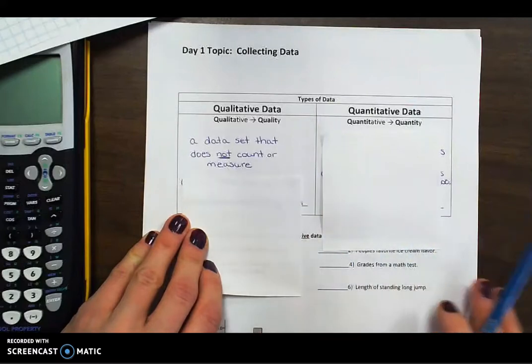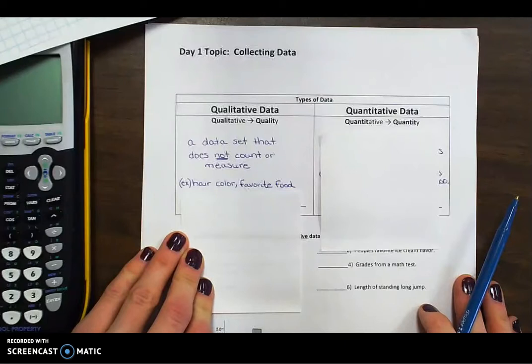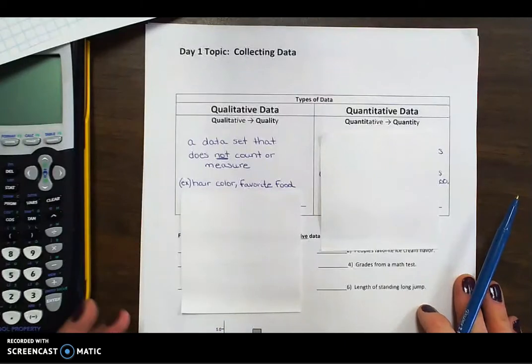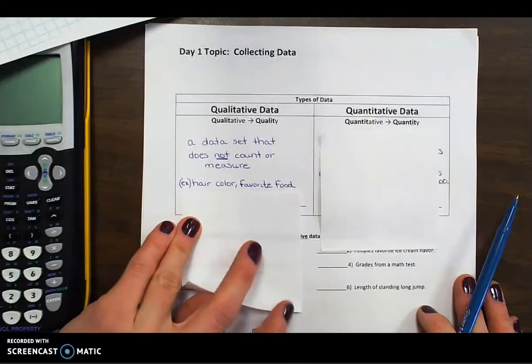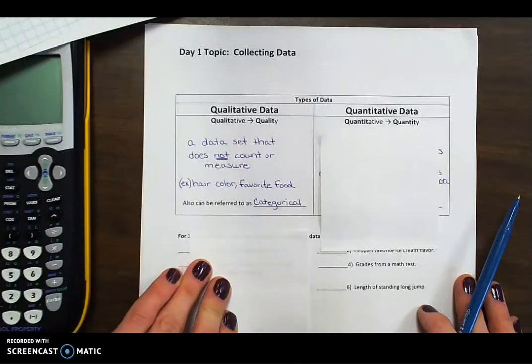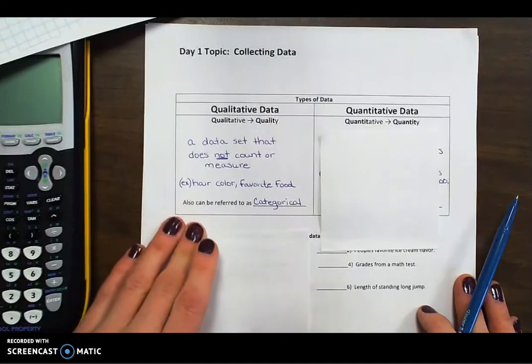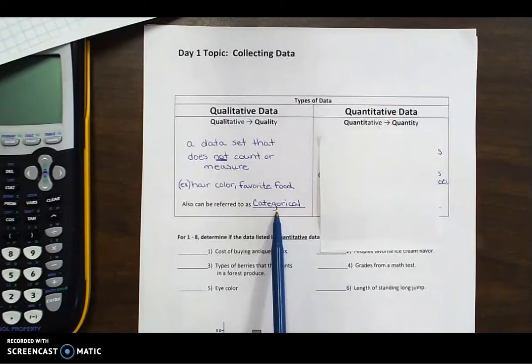So an example of that would be hair color or favorite food, because your answers to hair color will be brown, yellow, red, black. Those are all qualities. They are not measured. All right, another way that you could describe qualitative data would be as categorical data. So it's data that can be clumped together in categories.